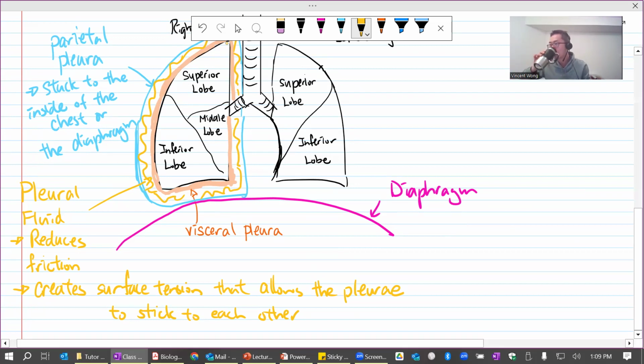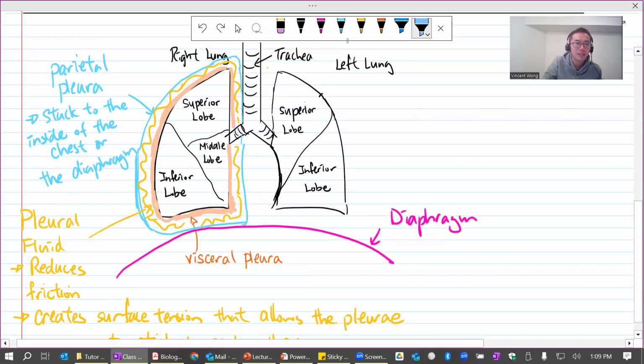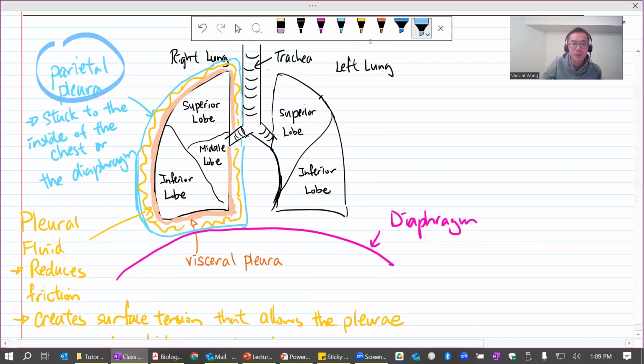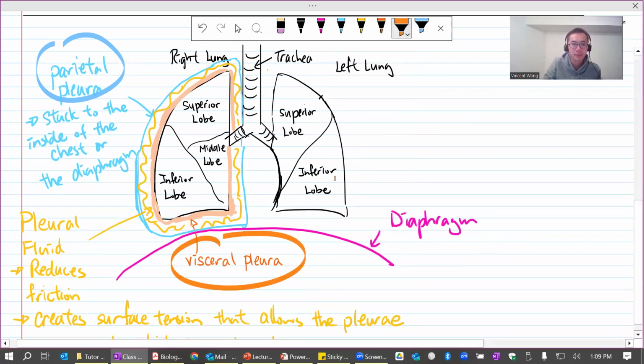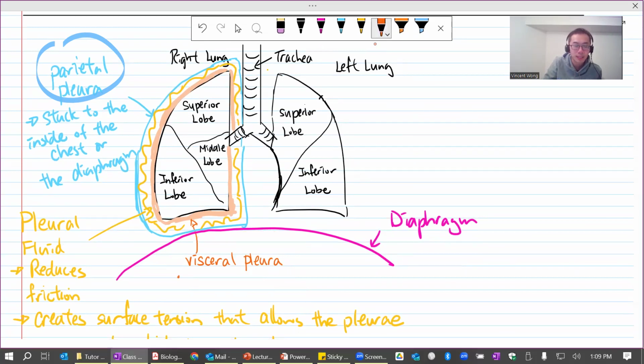Vincent, what layers are sticking together? The blue and the orange, okay? The parietal, oh my goodness. The parietal pleura is gonna stick to the other one. It's gonna stick to the visceral pleura, okay? I should probably write a little note for the visceral pleura here. Visceral pleura is directly attached to the lungs. All right.